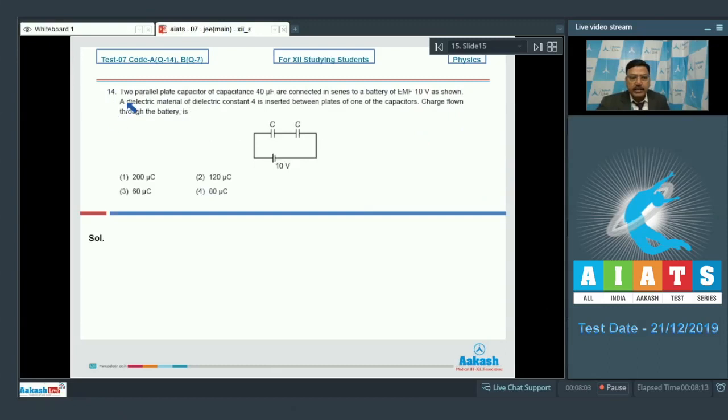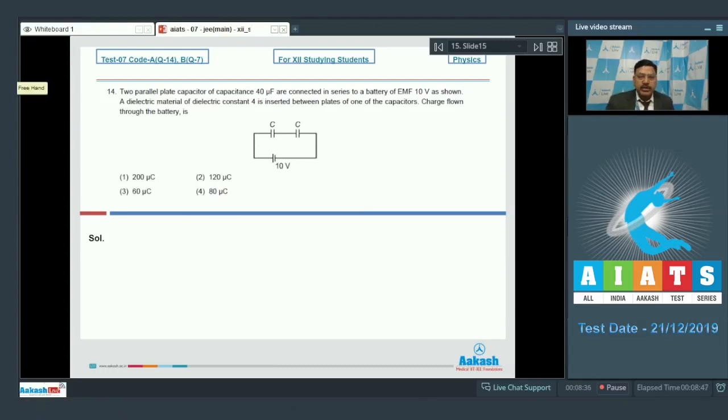Question 14 says, two parallel plate capacitors of capacitance 40 microfarad are connected in series to a battery of EMF 10 volt as shown. A dielectric material of dielectric constant 4 is inserted between plates of one of the capacitors. Charge flown through the battery is, and the 4 options are given. This is the circuit which is given to us. The value of C is given.